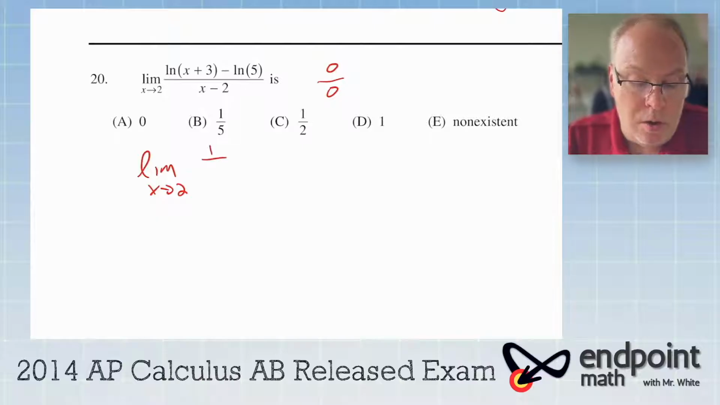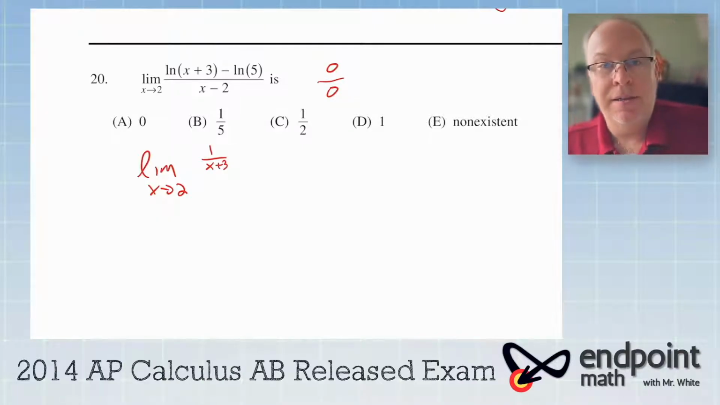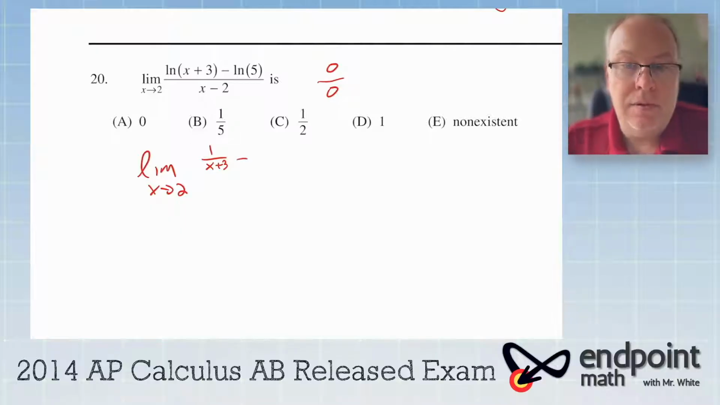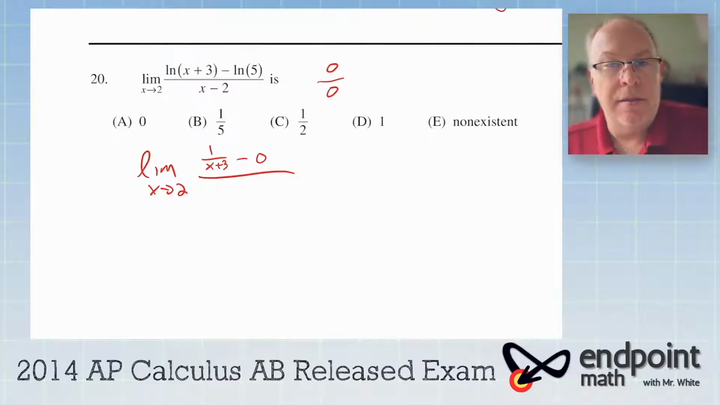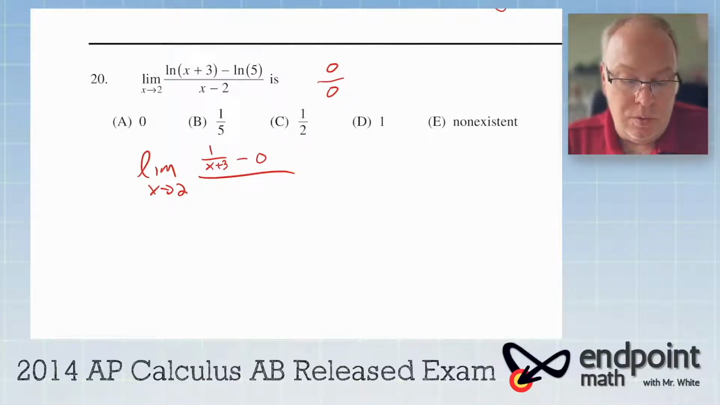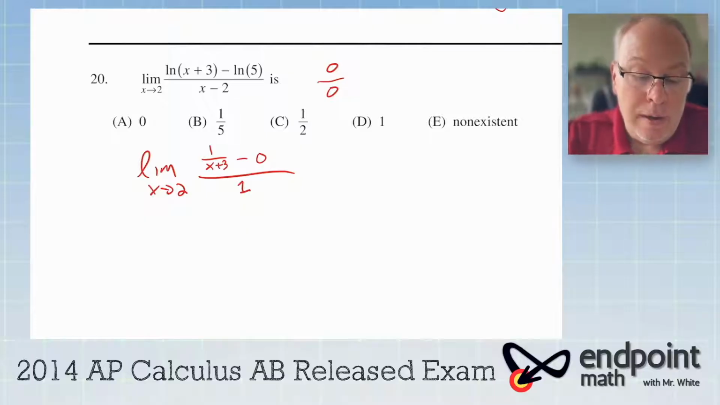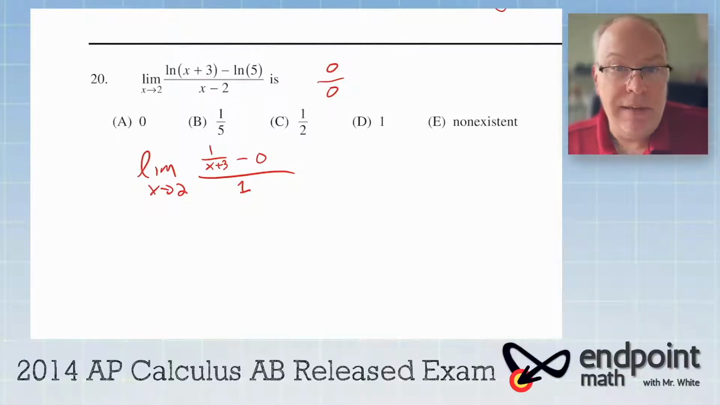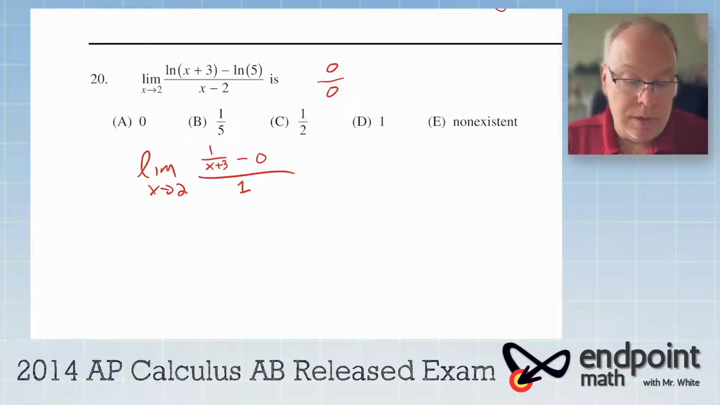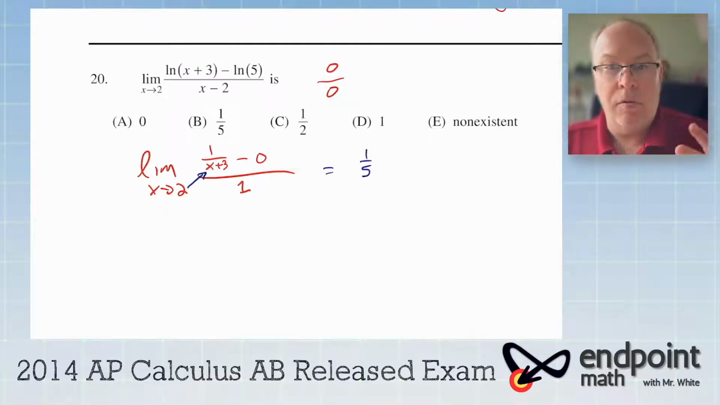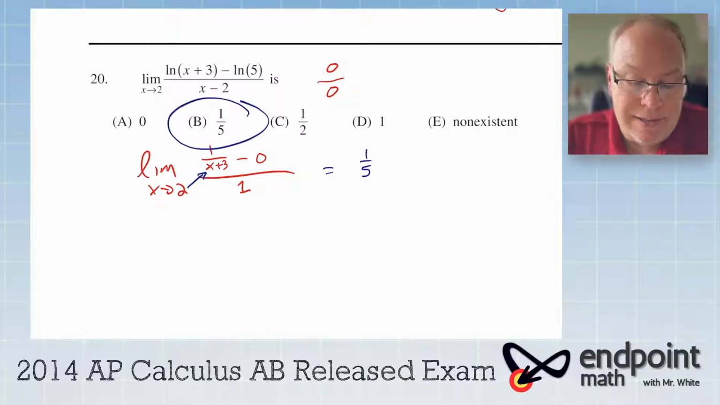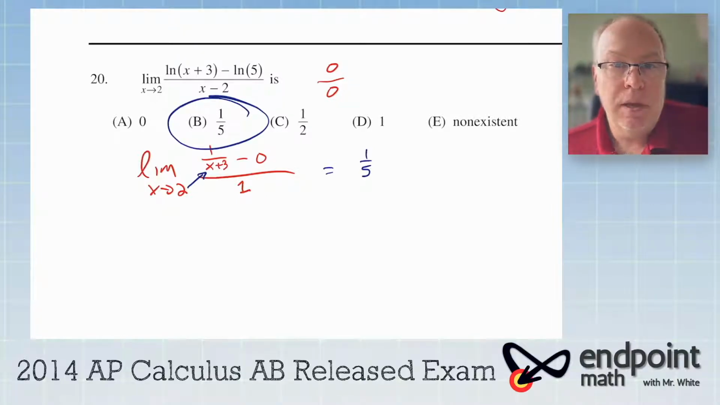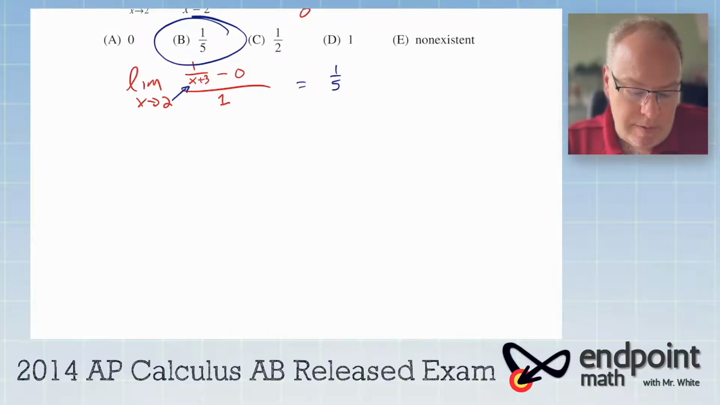So this would be 1 over u, right? So 1 over x plus 3. There is no chain to tack on. Minus the derivative of a constant is just 0. That's nice. And then the bottom, the derivative of x minus 2 is 1. Now can you plug in 2 safely without any divide by 0 problems? You bet. We plug it in there, we get 1/5 minus 0 all over 1, which is just 1/5. That's the answer. That wasn't so bad. It looked kind of crazy at first. All right, moving on.